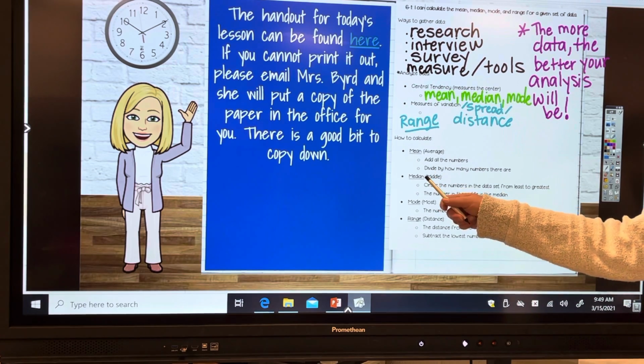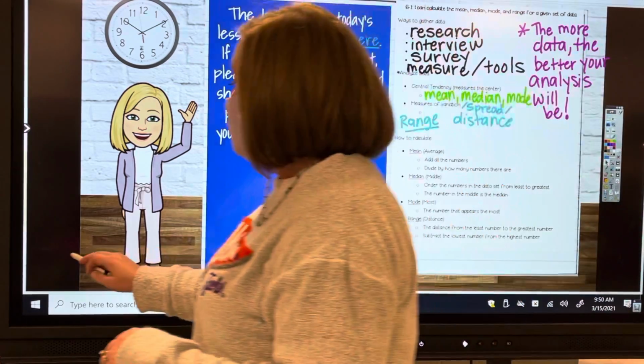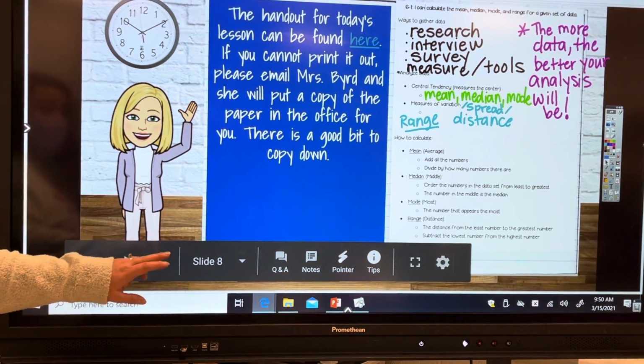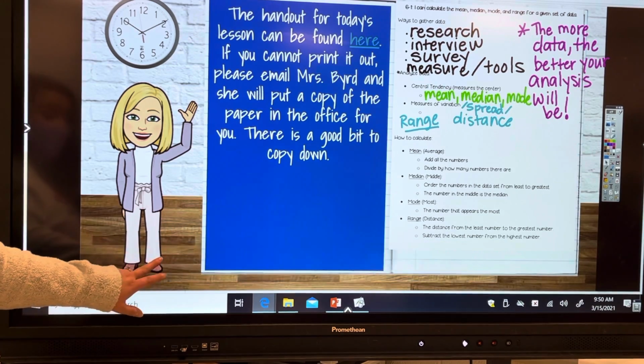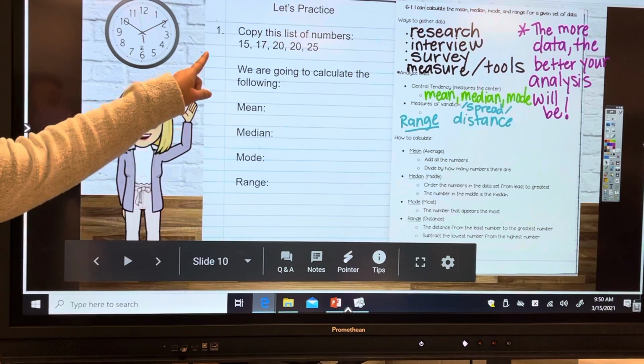Okay, the median is the middle. That means you're marking off high and low until you get to the middle. Mode is the number that's there the most often, and range is the distance between the highest number and the lowest number. Now, I can stand up here and talk about the meaning of these words all day long, but it's not going to matter, okay? You've got to practice.